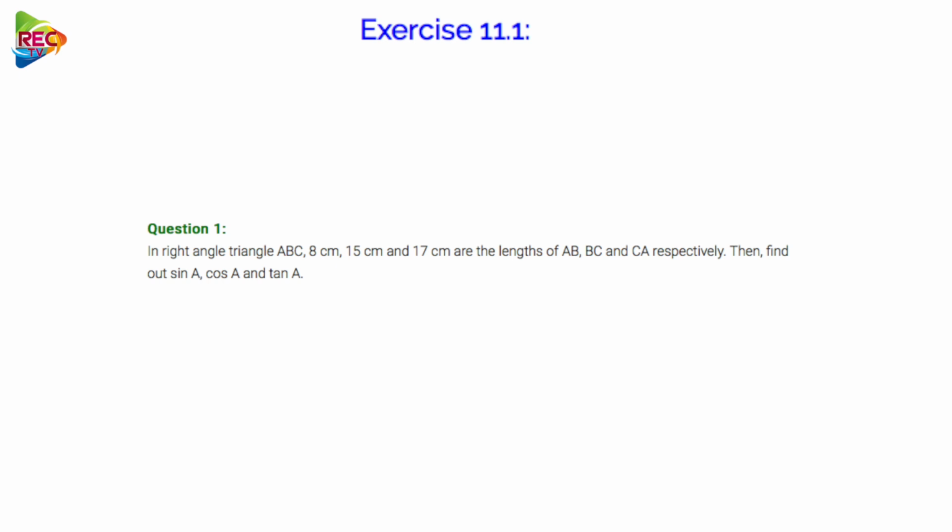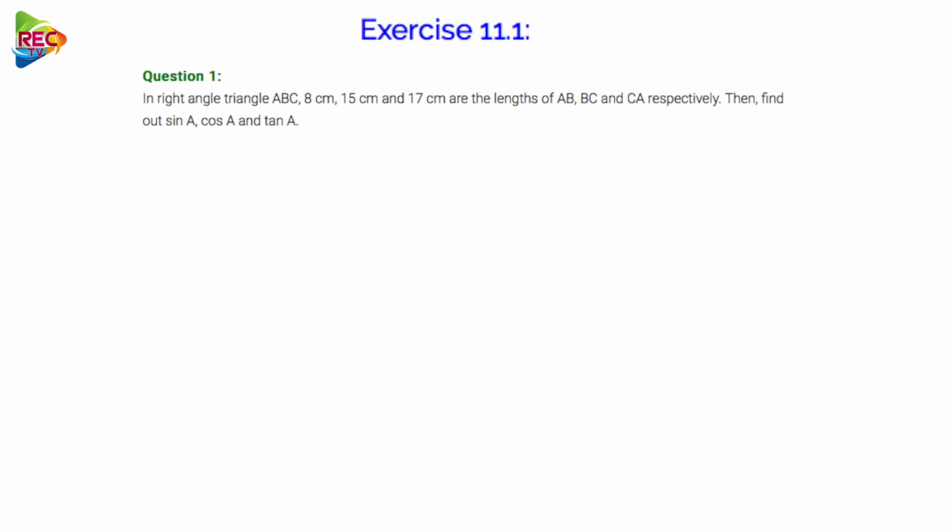First question, in right angle triangle ABC, 8 centimeters, 15 centimeters and 17 centimeters are the lengths of AB, BC and CA respectively. Then find sin A, cos A and tan A. Solution. First you draw the right angle triangle ABC.